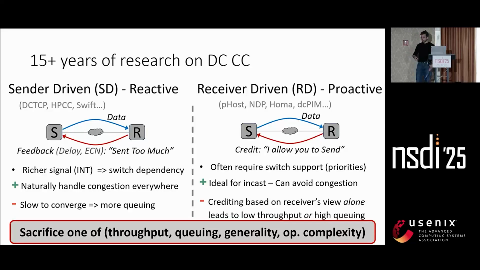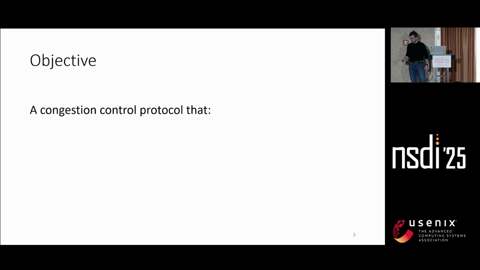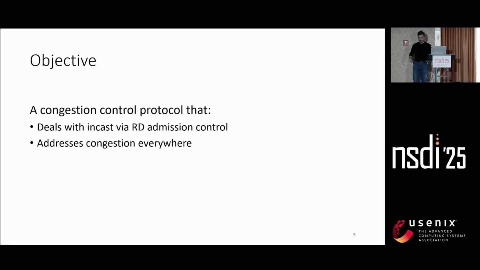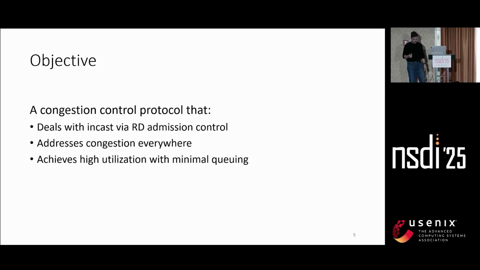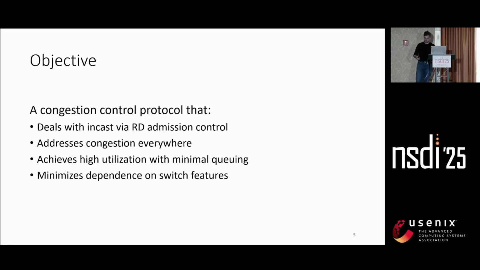So to recap, we observe that the existing approaches sacrifice at least one of either throughput or queuing, or generality in terms of managing congestion everywhere, or operational complexity in terms of, let's say, simplicity or dependence on switch features. So given these limitations, ideally we would like to have a congestion control protocol that deals with incast, which is the worst case of congestion, through receiver-driven admission control, but also addresses congestion everywhere, no matter where it happens, and then achieves high bandwidth utilization with minimal queuing, while also minimizing the dependence on switch features, like, for example, priorities.